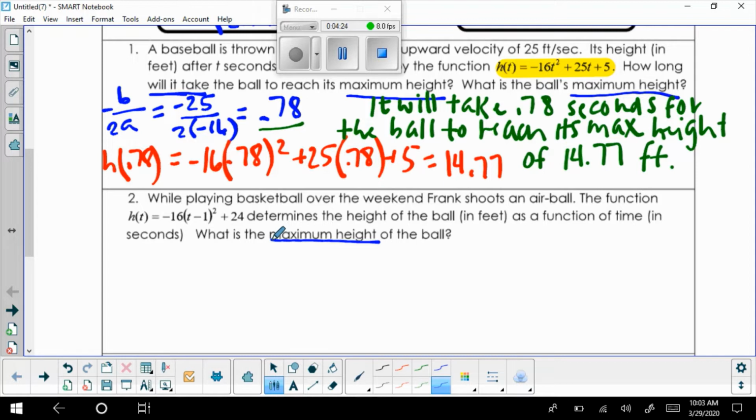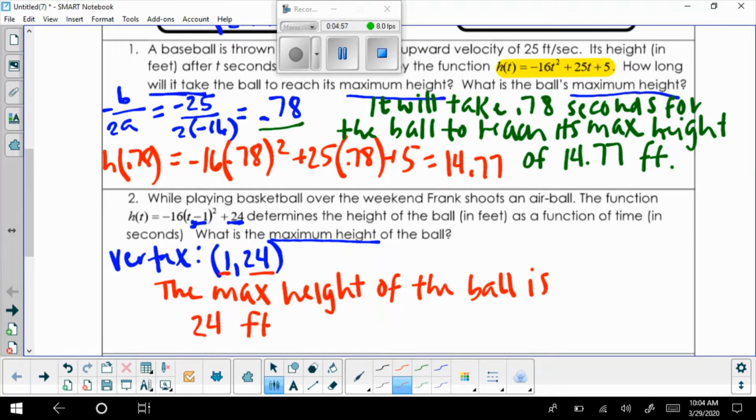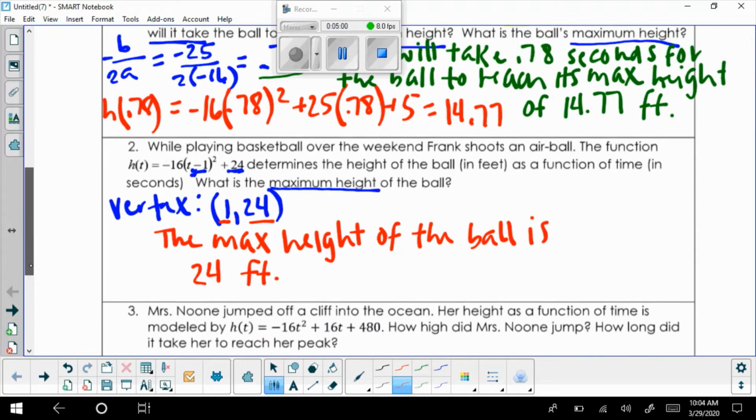So here, based off the equation, we know it's in vertex form. So I just have to look at my h and my k. So remember, your h is opposite. So your vertex here would be 1, 24. So that's saying after 1 second, it reaches its max height. So the max height of the ball is 24 feet. And that's it. That answers that question.